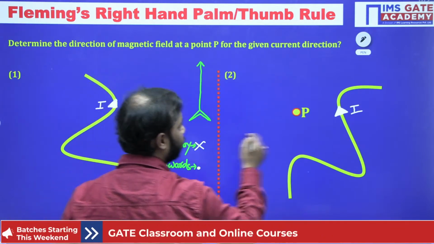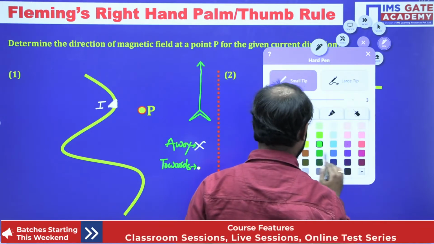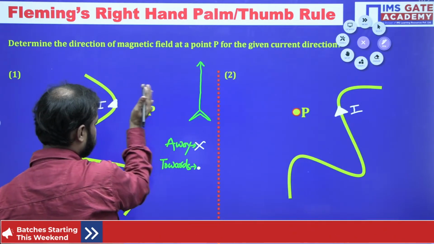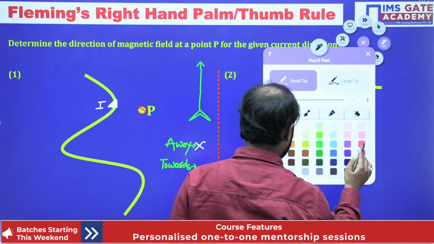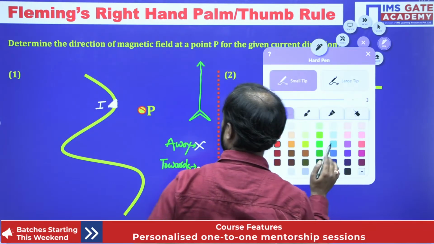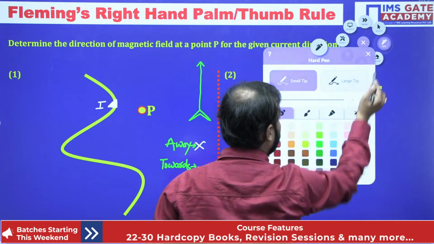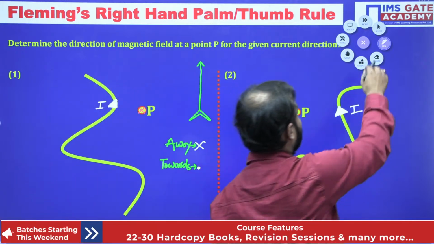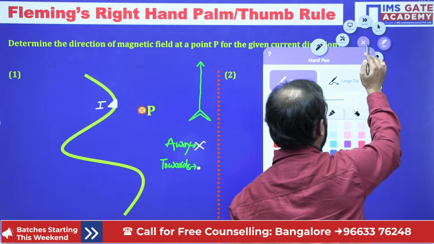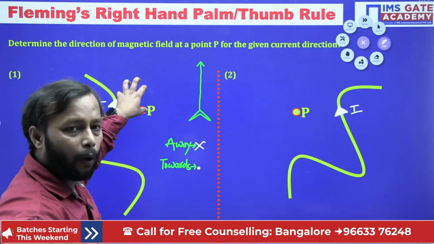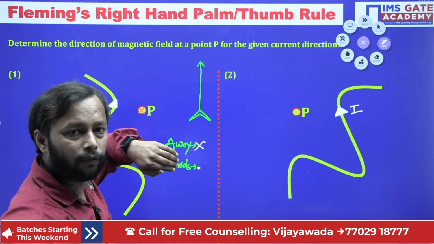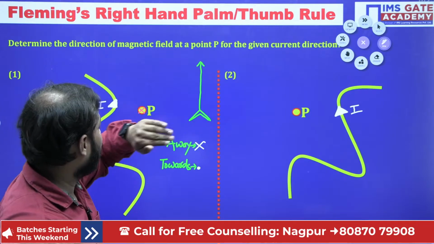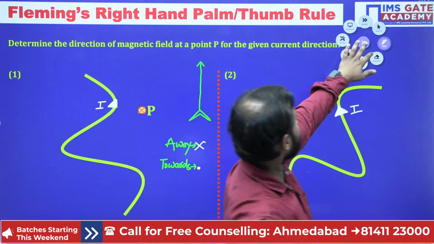Okay, just a second, let me use a different color. A cross will come here. Means this tells that at point P, the direction of magnetic field, not the current, the direction of magnetic field is inside the board.